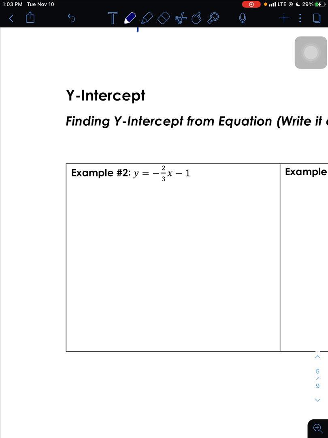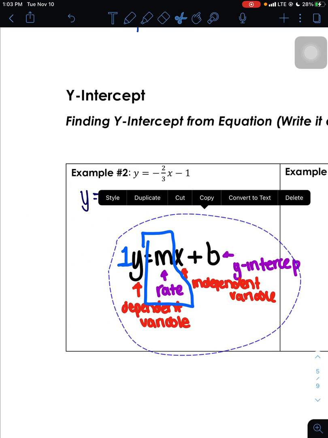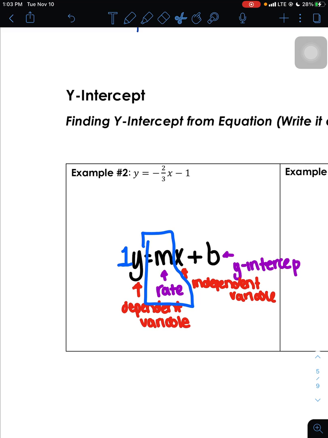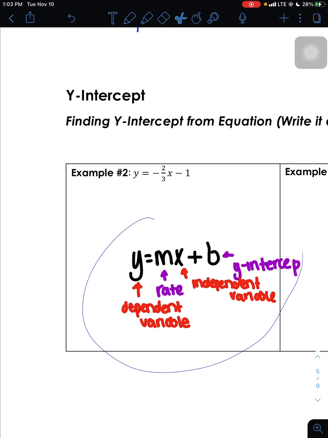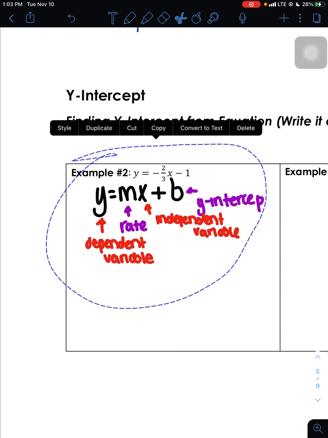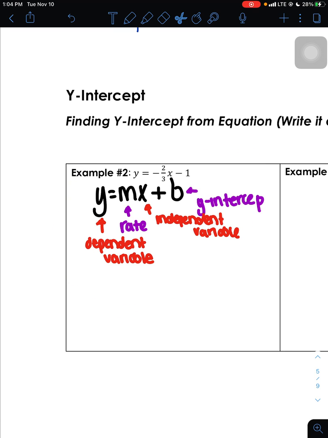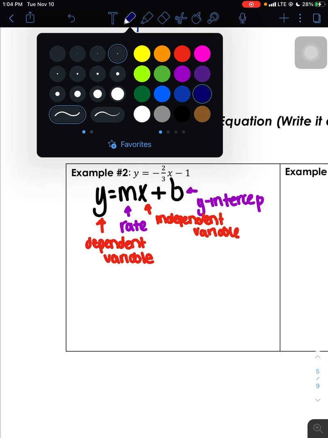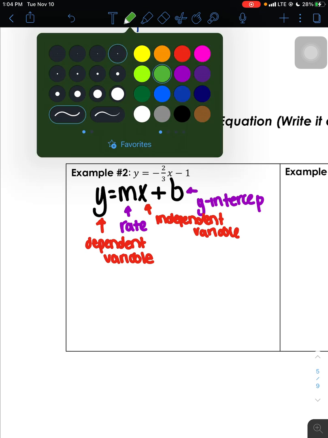So they want us to find the y-intercept from the equation. So let's think. We know we have this form we just talked about up there. Is it still in my copy and paste? Yeah, cool. Okay, so this was the form we were just looking at. And we said to find the rate or the slope, same thing, we just had to look at the coefficient in front of the x term. But to find our y-intercept, we need to look at the constant. That's what we're going to look at.